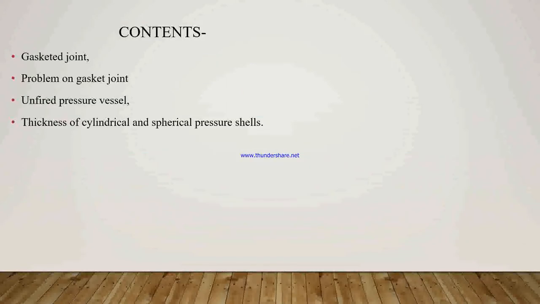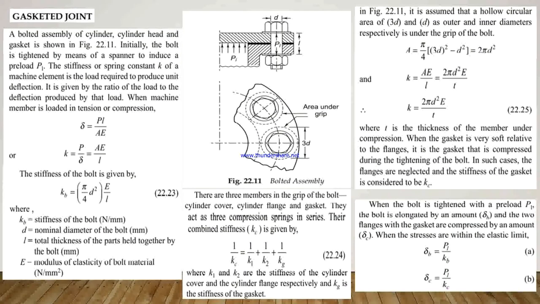Today we are going to continue our lecture on pressure vessels, and in this section we are going to cover the gasketed joints, problems on gasket joint, unfired pressure vessels and thickness of the cylindrical and spherical pressure shells. How to calculate thickness of the cylindrical and spherical pressure shells. Okay, we start from a gasketed joint.